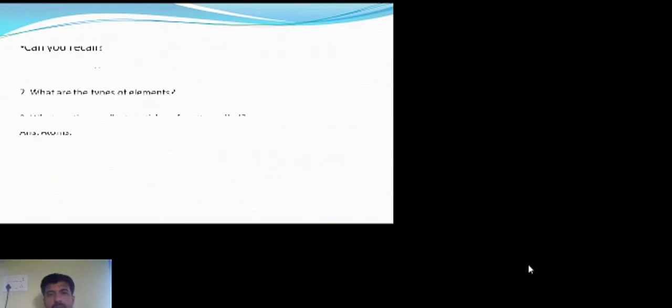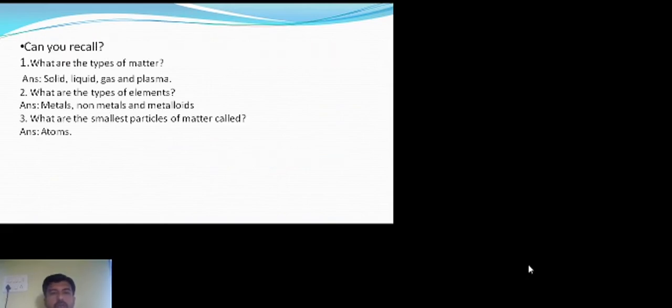Periodic classification of elements. Here are a few questions based on your previous knowledge. Can you recall what the types of matter are? All of you know that matter is anything that you can see, you can touch, or you can feel. So what are the types of matter? The answer is solid, liquid, gas and plasma.